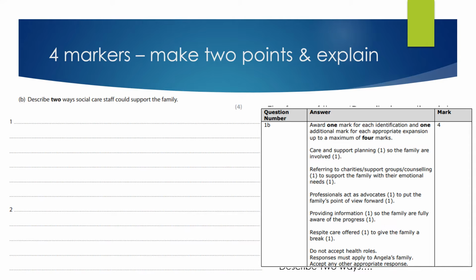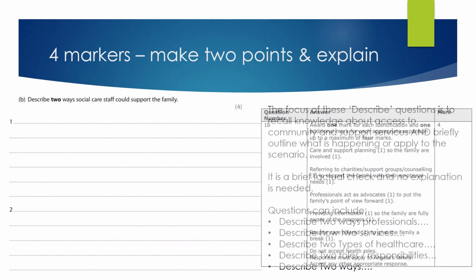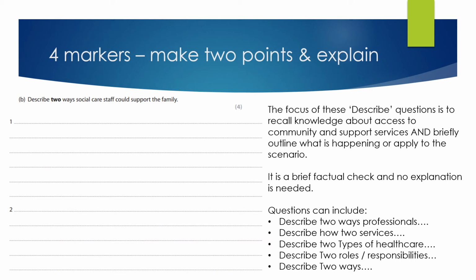Refer to charity support groups, counselling to support the family with emotional needs. Professionals act as advocates to put the family's views across. So you're making the way social care staff would support and why they are doing that. What is the benefit of that? And again, the describe questions often ask for 2 professionals, 2 types of service, 2 roles, 2 responsibilities. So it's very similar to the 2 marker, but it's 2 markers plus a little extra detail.